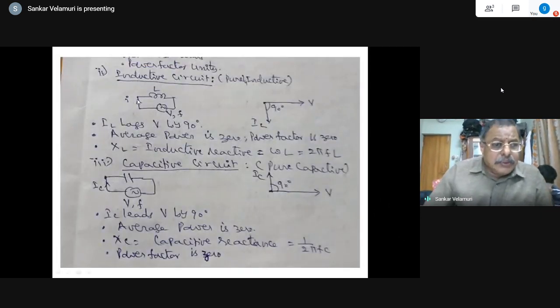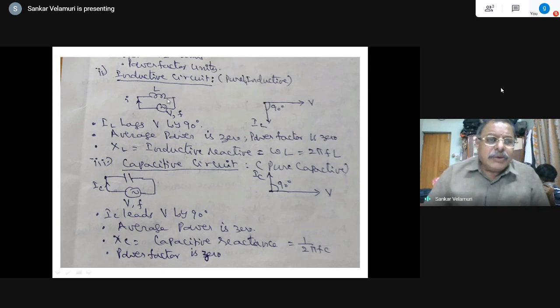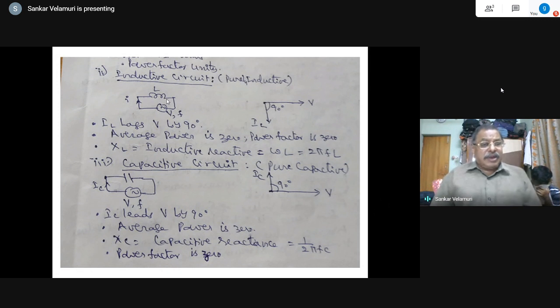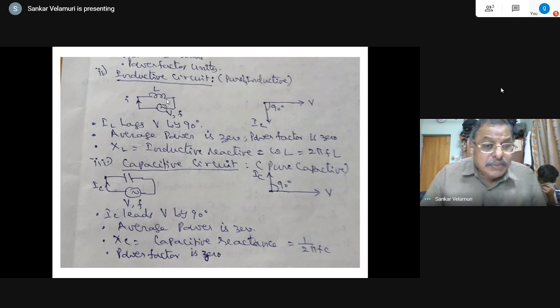So, the average power is 0, that is, the power factor is also 0 if it is purely inductive. You will see subsequently that this inductance implies a pure inductive coil, with no inherent resistance. But in practice, there will be some internal resistance of the inductive coil. Otherwise, under steady state condition, the source gives you inductance acting accordingly. But if it is a pure inductive coil with the resistance being 0, then the average power will be 0. The current lags the applied voltage.